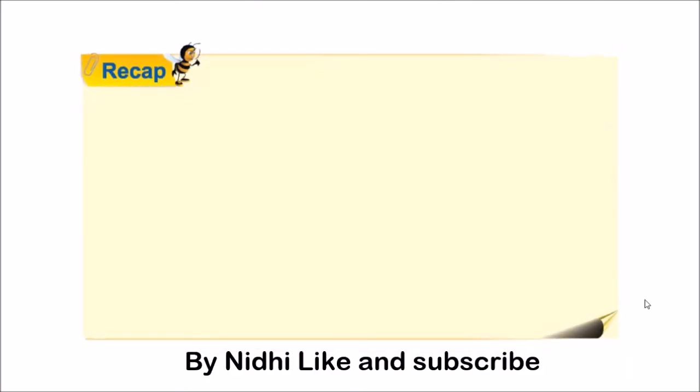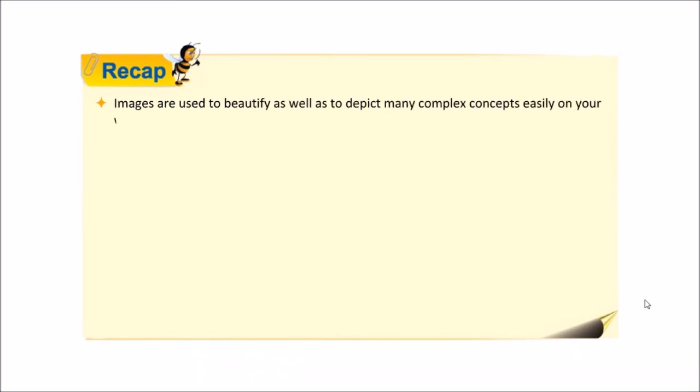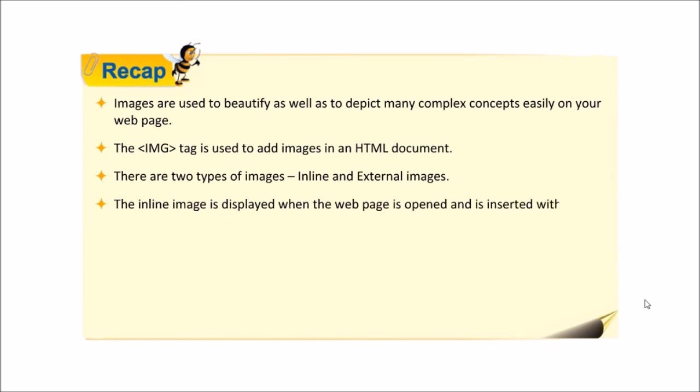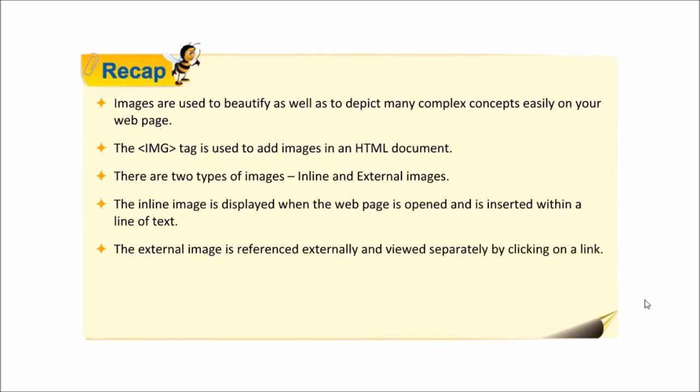Okay, students, let us take a recap of this chapter. Images are used to beautify as well as to depict many complex concepts easily on your web page. The image tag is used to add images in an HTML document. There are two types of images, inline and external images. The inline image is displayed when the web page is opened and is inserted within a line of text. The external image is referenced externally and viewed separately by clicking on a link.